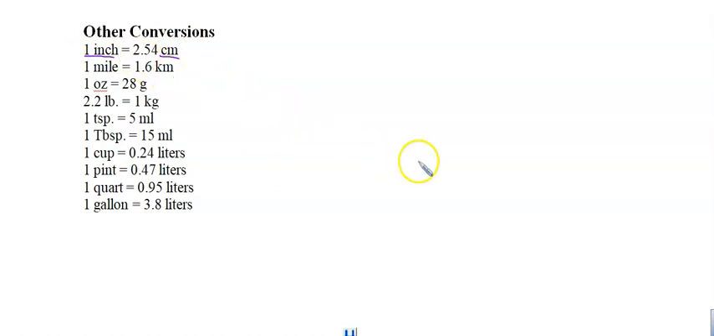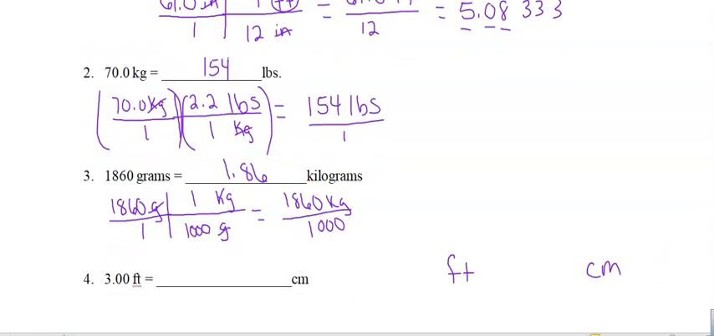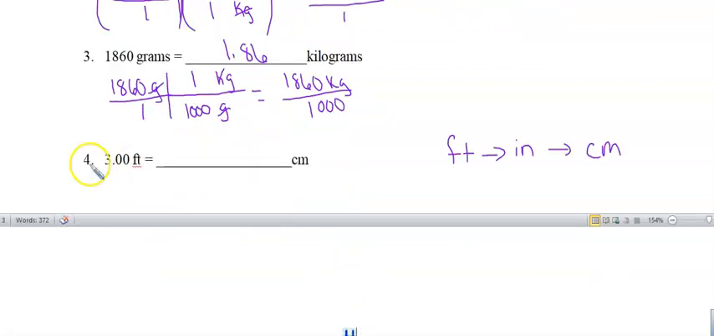So what I'm going to have to do is go back to my page, 2.54. I'm going to have to go from the feet to the inch and then to the centimeter. I want you to just try to figure it out. I want it to be a 3-step problem. Okay? So let's begin.